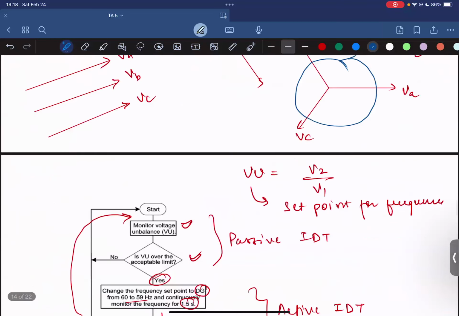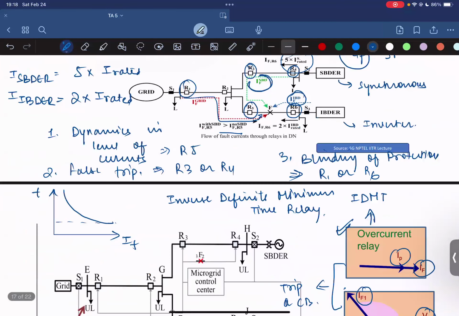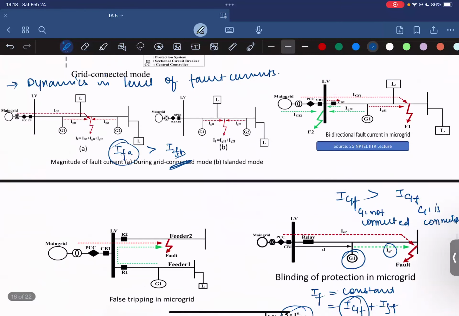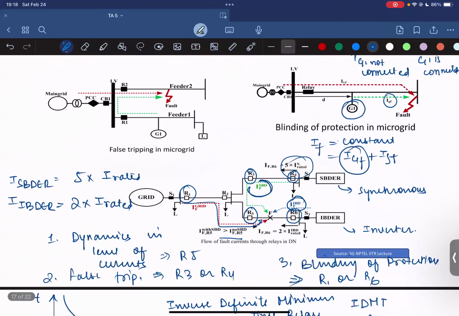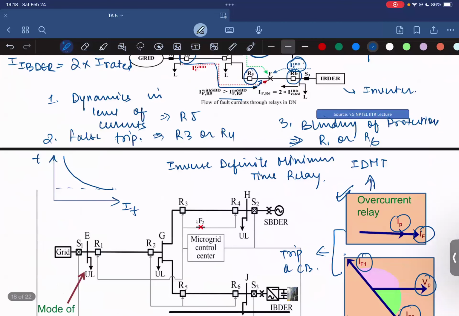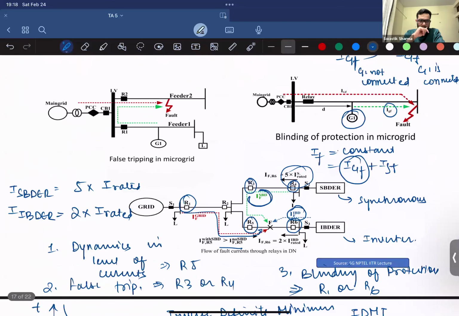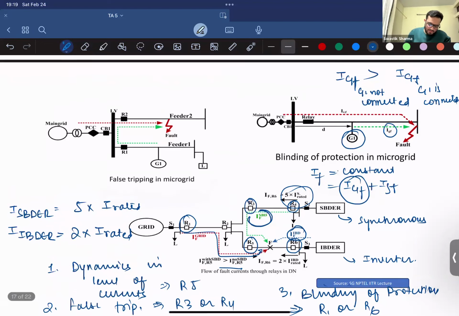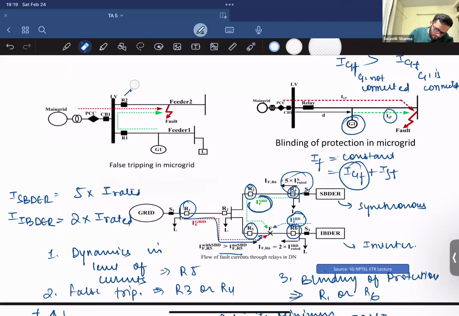Hello, sir. I have one doubt. In the next slide. Yes. Here, the false tripping in microgrid, right? In this figure, sir, R1 comes to know that the current is in the reverse direction. But how will R2 know that it has to remove feeder 2 because the current in it is in the same direction? So that's a good question.